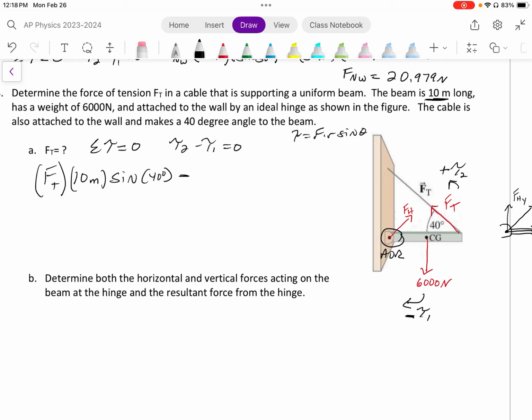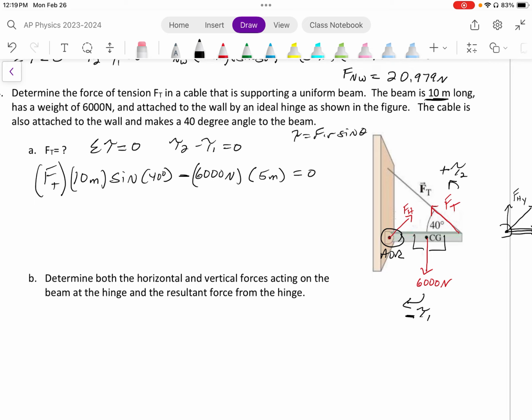Then I'm going to subtract the torque caused by the weight of the beam. So the weight is 6,000 newtons. That's the force of gravity acting on the beam at that location. Where is that located? It's right smack dab in the middle because they said it was a uniform beam. So that's going to be 5 meters away from the axis of rotation that I have selected. And then hopefully you see that this angle right here is 90 degrees. So sine of 90 is 1, and I'll just leave that off.